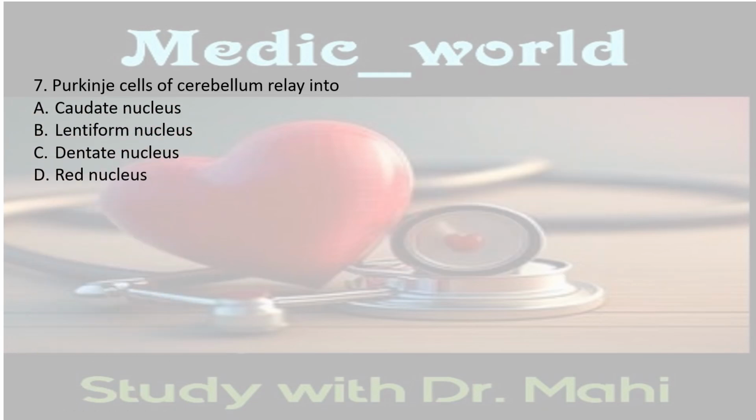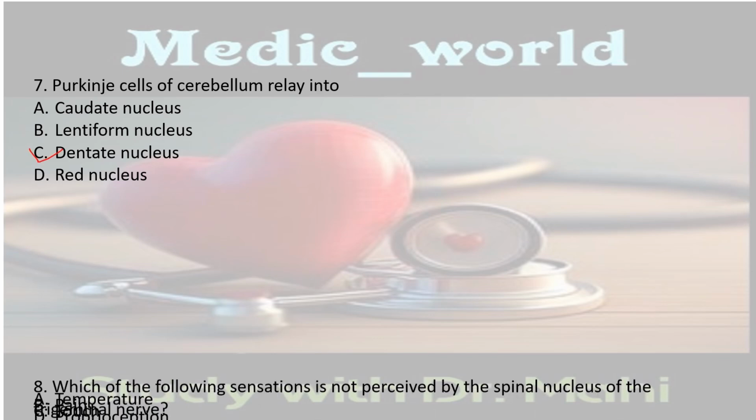Next question. Purkinje cells of cerebellum relay into. The Purkinje cells of cerebellum relay into the dentate nucleus, which is one of the deep cerebellar nuclei. So the answer is option C, that is dentate nucleus.